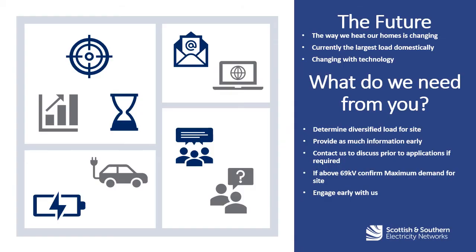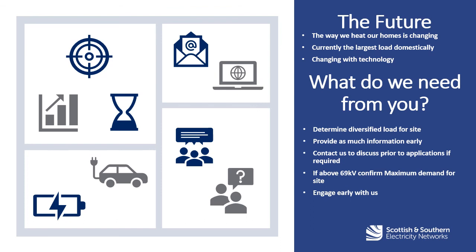So just to summarise, the way we're heating our homes now is changing, and it's evolving with time. Technologies are getting better, and the technology is changing, and it's becoming more efficient. We've changed the way we're assessing the networks with heat pumps, for instance, to become more in line with what's actually happening out there. Heating is probably going to remain one of the largest loads on the network domestically, even though EVs are coming in. I think the heating is probably still going to be one of the larger loads, so we need to evolve, and we need to keep up with the technology and keep up with how things are changing over time.